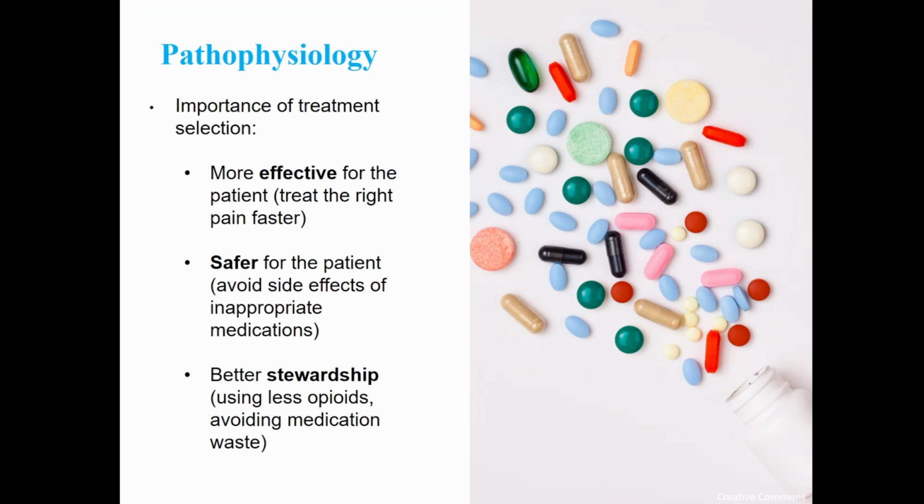And then more on a systems level, we want to think about what type of stewardship we have, right? Are we trying to minimize opioid use when we can? Are we avoiding medication waste? Are we thinking about conserving medications if there's national shortages? Just using the right medication for the right patient at the right time.